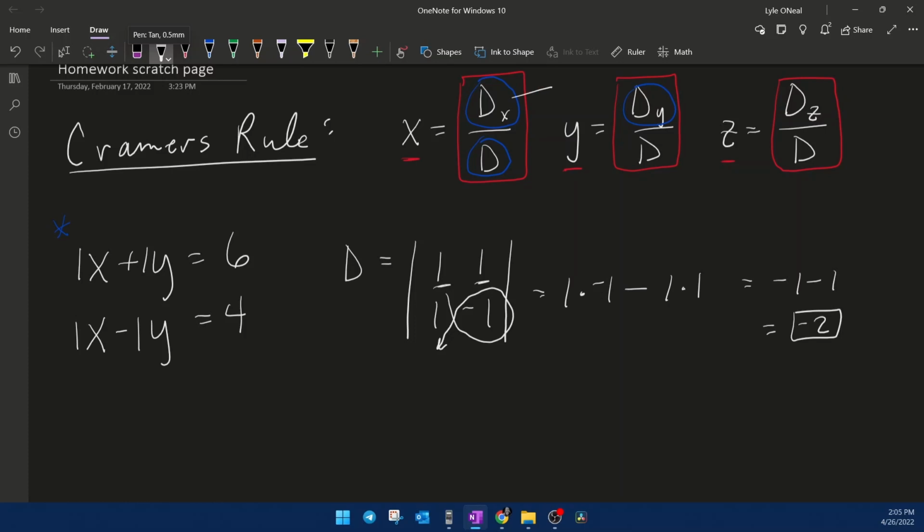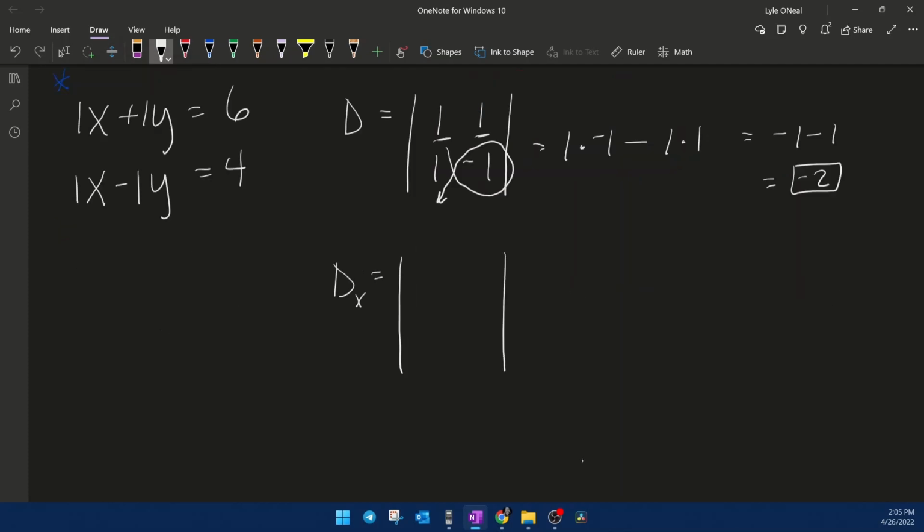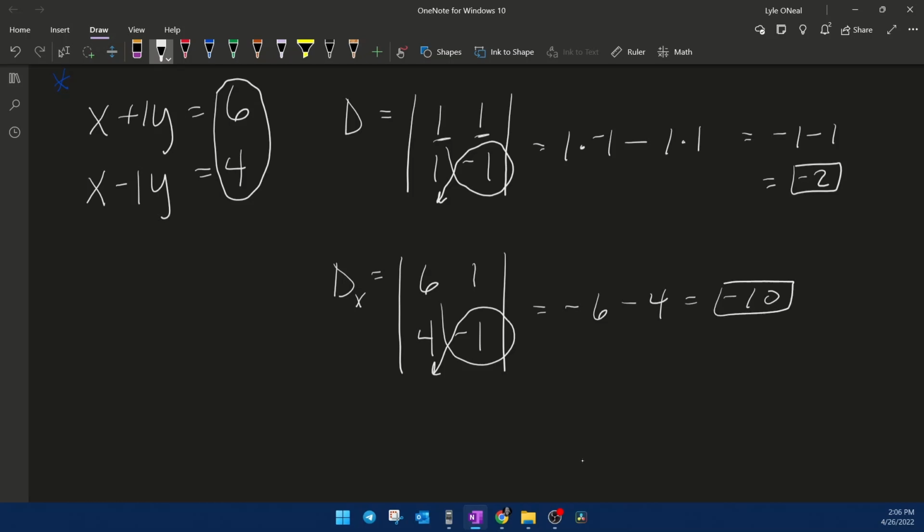Next, we need to calculate D sub x. Now, if you recall what I said earlier, D sub x is the determinant if you eliminate the x coefficients. So now we're not using the x's. Instead, we're going to use the constants. Okay, so do you understand where the x's would have been? We're now going to replace them with the constants, but we're still going to use the y coefficients of 1 and negative 1, and then we calculate this determinant. Again, doing the fish technique, that's going to be negative 6 minus 4, which gives me negative 10.